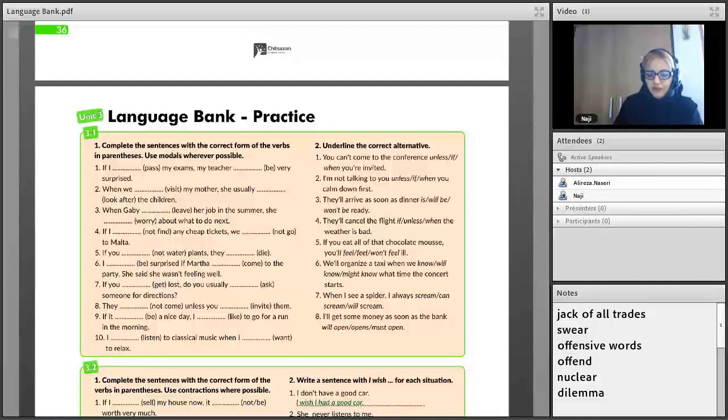Number 3, when Gaby leaves her job in the summer, she will worry about what to do next. Number 4, if I don't find any cheap ticket, we won't go to Malta. Number 5, if you don't water plants, they die.